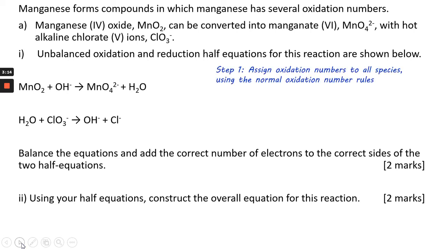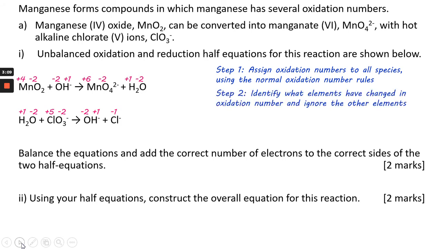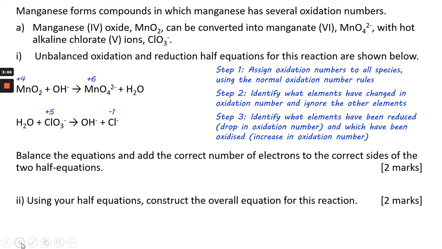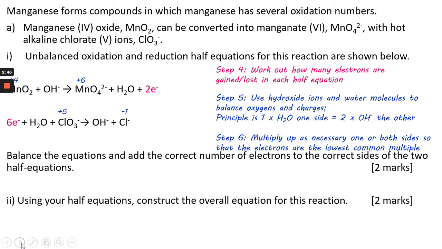So firstly, like we said, assign oxidation numbers to everything, and then you can work out what's changing oxidation number and ignore everything else. So it's the manganese that is oxidized because its oxidation number goes up, and it's the chlorine that is reduced because the oxidation number goes down. So drawing a little arrow from one to the other, you can quickly work out what's been oxidized and reduced, just to remind yourself. So the next thing to do is to add in the electrons that are lost on the oxidation half equation and that are gained in the reduction half equation.